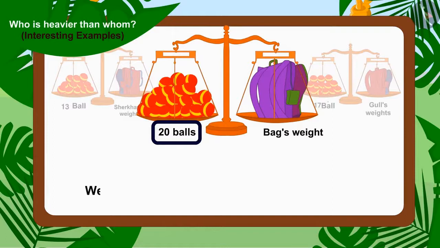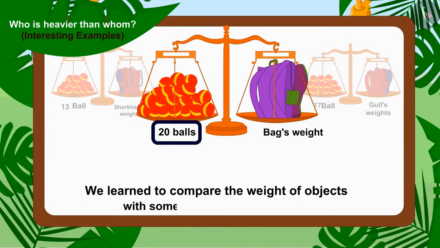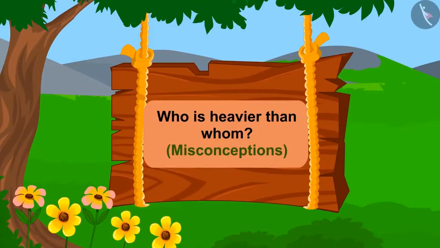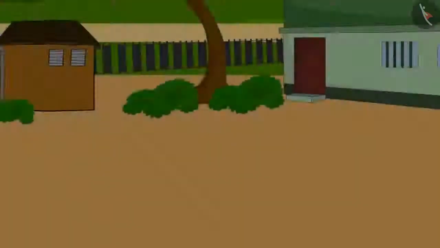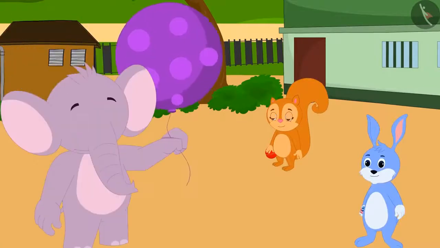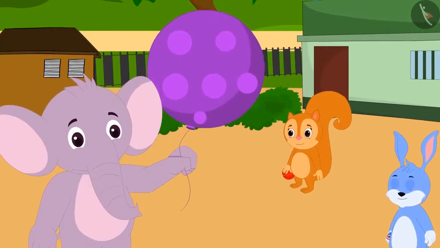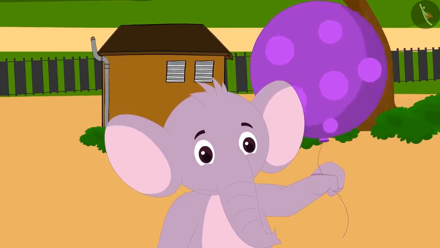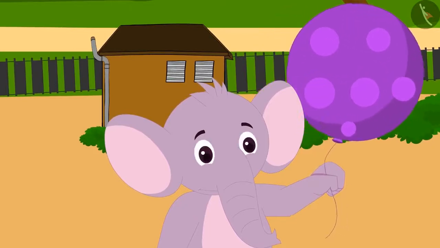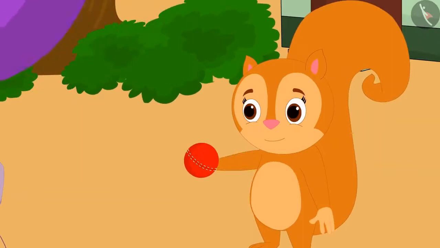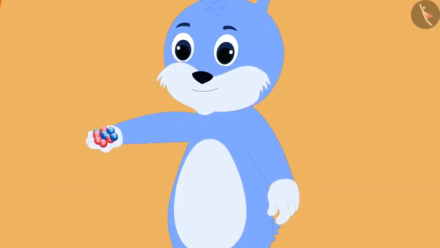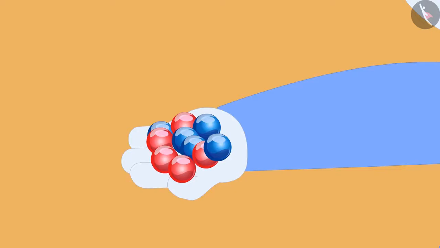Hello children! In the previous video, we learned to compare the weight of objects with some interesting examples. In this video, we shall learn about the misconceptions related to the concept. Chanda, Bunny and Appu have come to play in the park. Appu has brought a big balloon. Chanda has brought a cricket ball and Bunny brought 10 marbles.